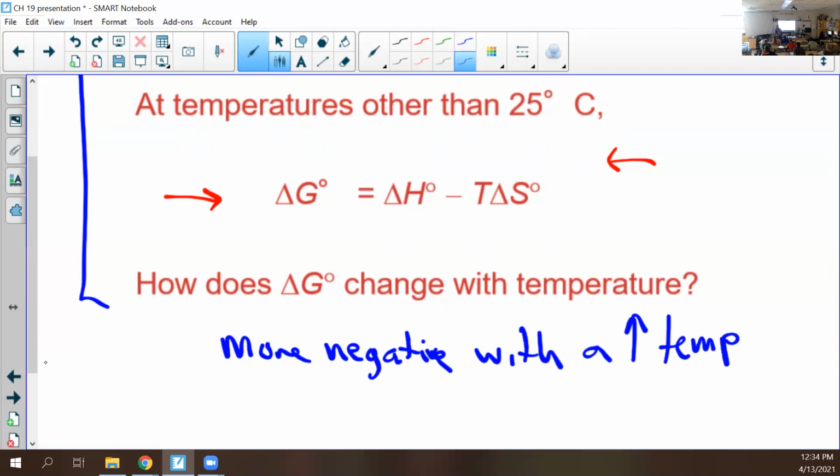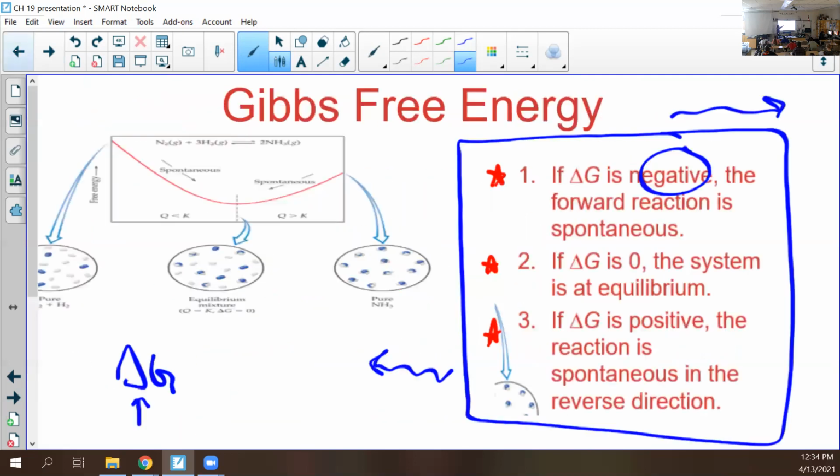And what does more negative mean? It means that it's more chaotic. Okay, more chaotic, but more entropy, but more spontaneous. This is what we care about.